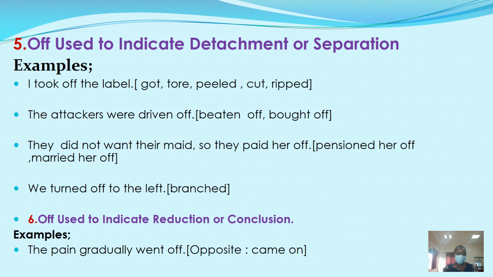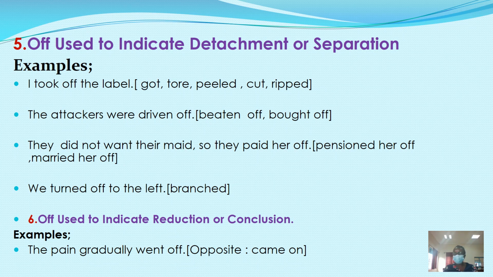Off is used to indicate detachment or separation. Examples, I took off the label. We can use other verbs. I took off the label. We can say I got off the label, I tore off the label, I peeled off the label, or I ripped off the label.